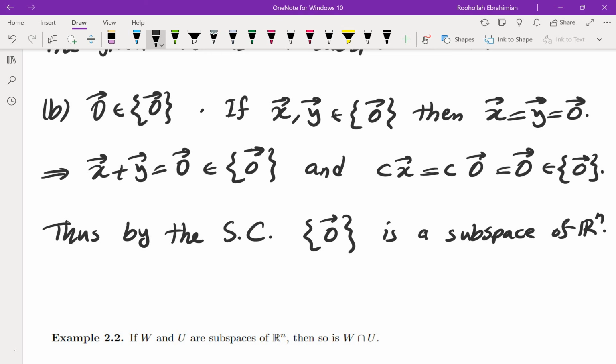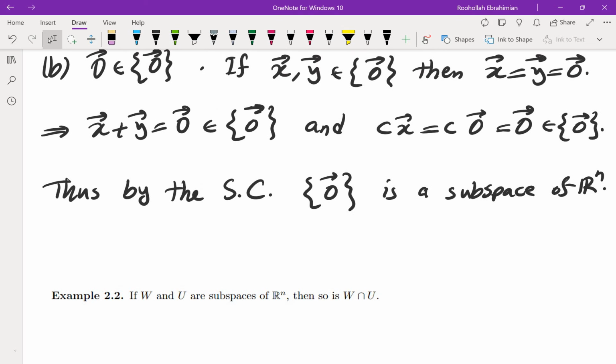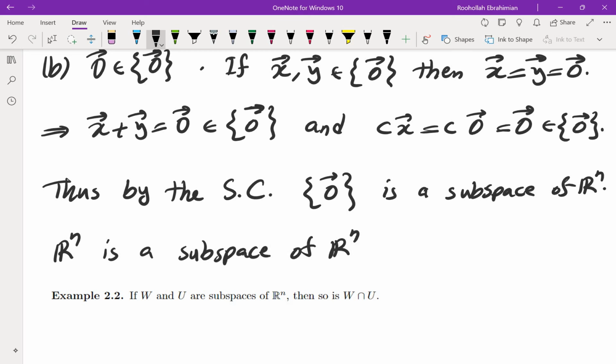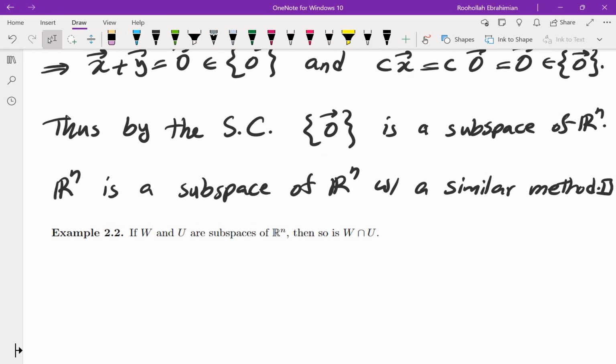Next, Rn is a subspace of Rn, but that's also very obvious. It works with a similar method. It's pretty straightforward. What we do is we show that 0 is in Rn. Of course, 0 is in Rn. And if you take two vectors in Rn, the sum is in Rn, and the scalar multiple is also in Rn. So that's pretty straightforward.